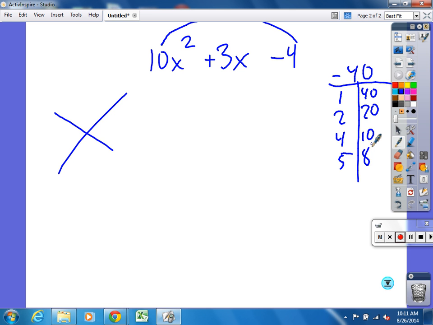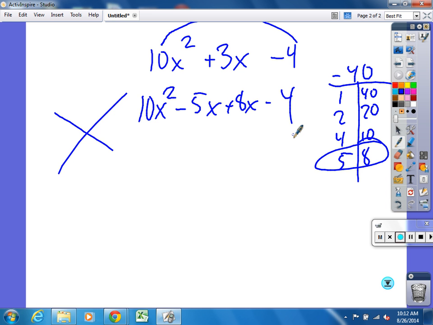Notice I didn't skip one number, did I? I asked every single one. Okay? Does that make sense? Which pair am I going to use? 5 and 8, right? Because that gets me to be the 3. So how do you know which one? Well, you're going to subtract. So 5 minus 8 or 8 minus 5. You just got to figure out which one is the middle number. So therefore, 10x squared minus 5x plus 8x minus 4.